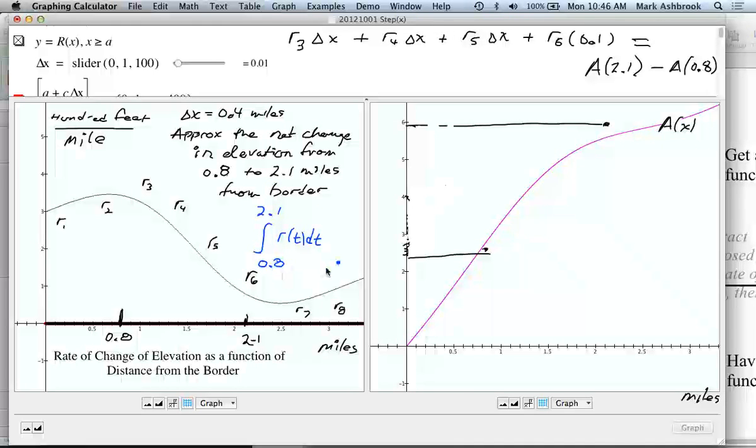Is this exact or approximate accumulation? So it's exact and it's open form, right? Okay, what about over here? So now suppose that the true elevation function is E of x. How can we represent this open form exact accumulation using the E function? Kaylin, do you know? Wouldn't it be E of 2.1 minus E of 0.8?